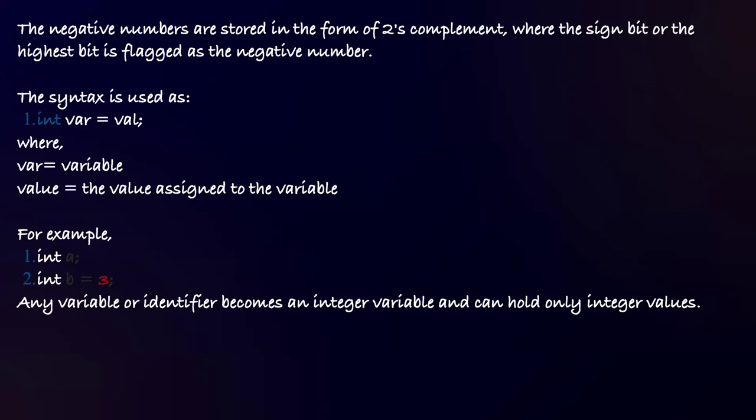Now, for example, int a, int b equal to 3. Any variable or identifier declared this way becomes an integer variable and can hold only integer values. That you need to remember. Okay, let us move further.